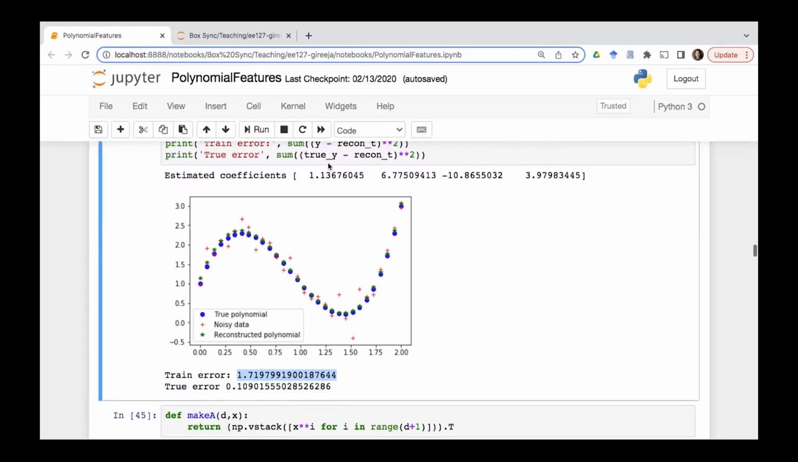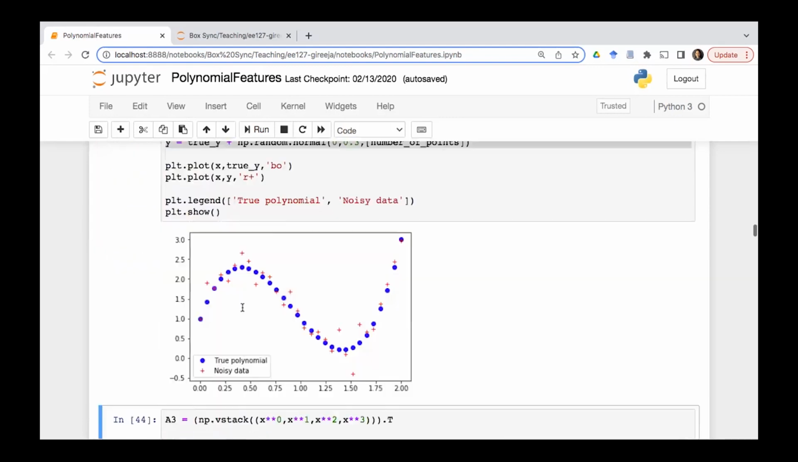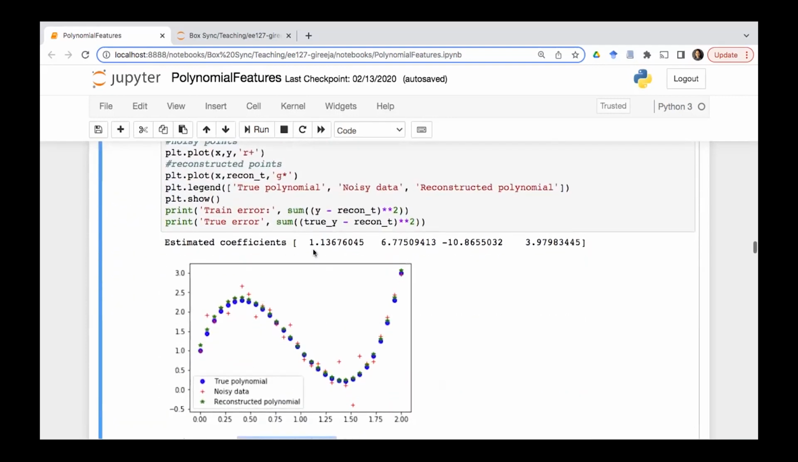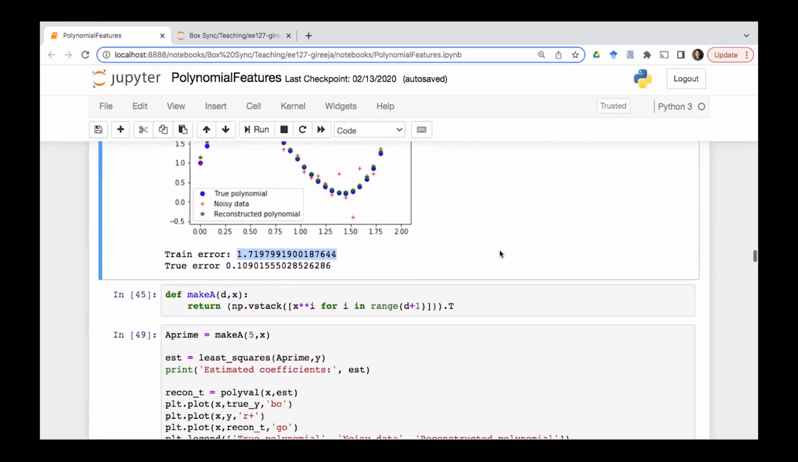And if I look at my estimated coefficients, so what was my true polynomial? My true polynomial was 1, 7, minus 11, 4. And here I get 1.1, almost 7, minus 10.8, 3.9. This is pretty good, right? If I just want to look at how good I'm doing compared to the coefficients that I actually input. So this is straightforward. You've all seen this before. Nothing fancy, nothing interesting. OK, good.